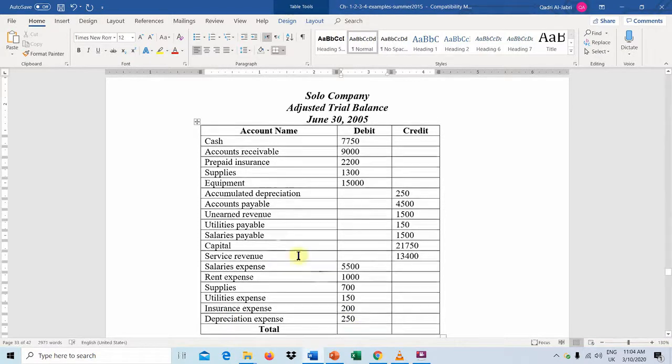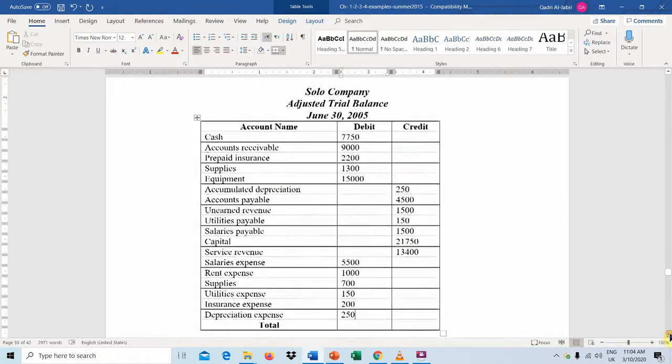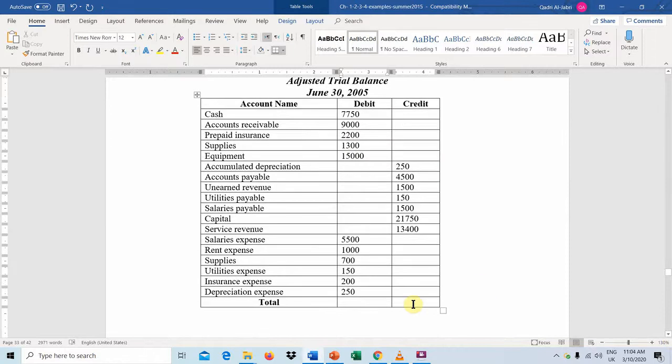So as you can see, make sure that all expenses are debited, revenue and capital and liabilities are credited, contra asset account is credited, and all assets are debited. Now, to make sure that we have the right figures, let's find the total of a debit and the total of a credit. So I will add them up.